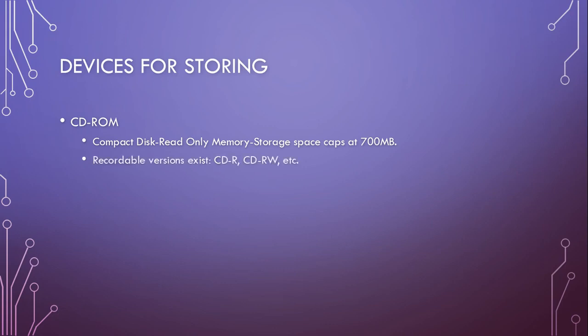Now, there are recordable versions of CD-ROMs, such as CDR, CDRW, etc. The difference between those is R just means recordable, whereas RW means rewritable. So with the R, once you record it, you can't make any changes to it. With the RW, you can write to it, then you can come back later and say, hey, I want to edit this, and you can do that. Next is the DVD, and this is your digital video disc.